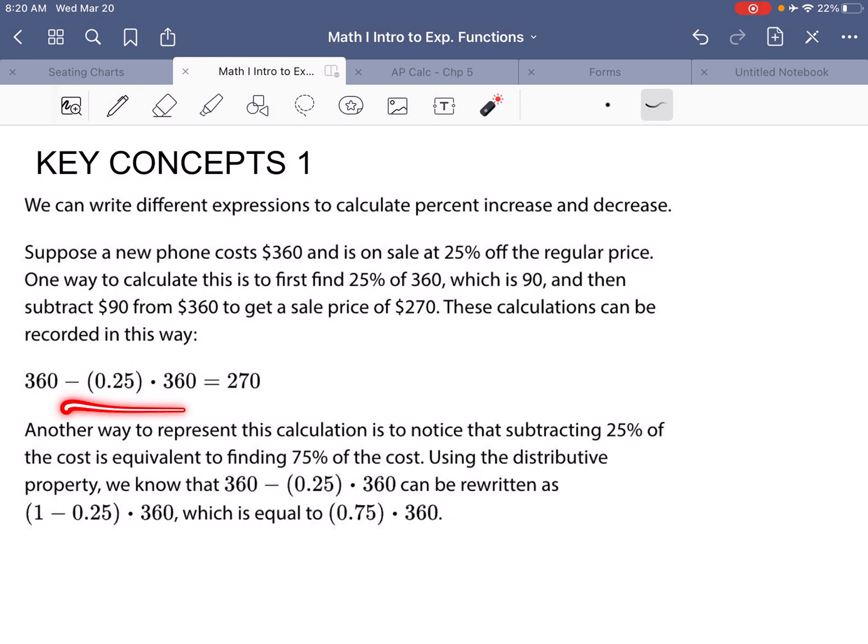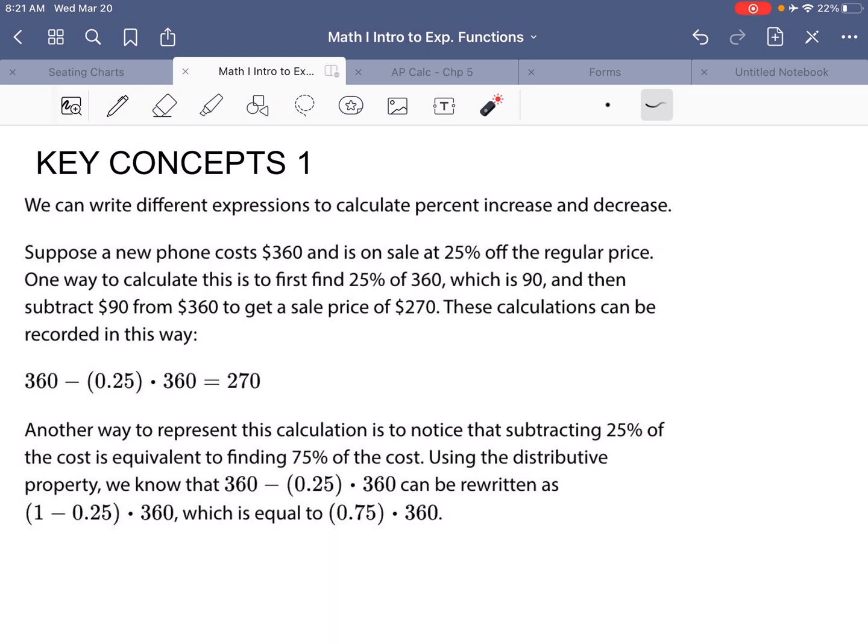These calculations can be recorded in this way. This is, by the way, how you find 25% of $360, in case you weren't sure. You take the decimal equivalent of the percent and you multiply. Now, another way to represent this calculation is to notice that subtracting 25% of the cost is equivalent to finding 75% of the cost. If the price is 25% off, you're still paying 75%.